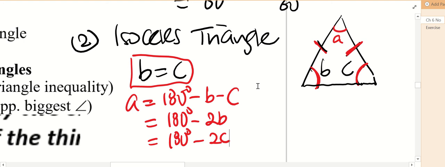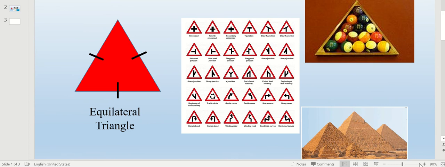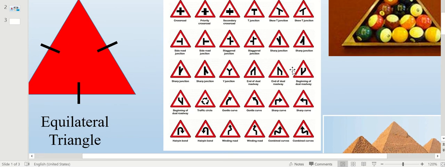All right, so let's take a look at a few real life examples of triangles, particularly equilateral triangle. Let's take a look here. We have road signs as the first example. If you have been traveling around on public transport or in a car, you might see some of these signs. Internationally they are mostly triangle shaped, though some of them are circles. Some of them are triangles. So these are equilateral triangles.